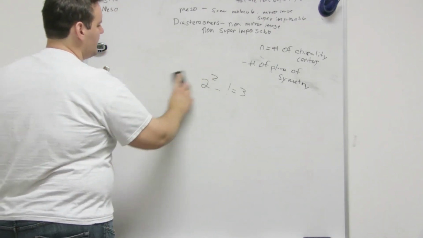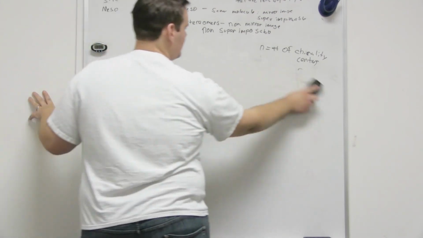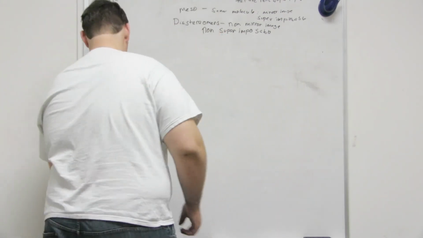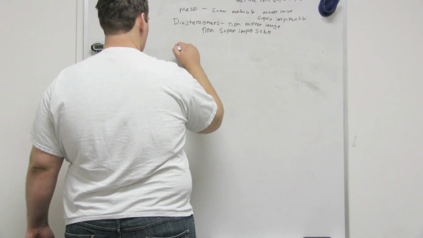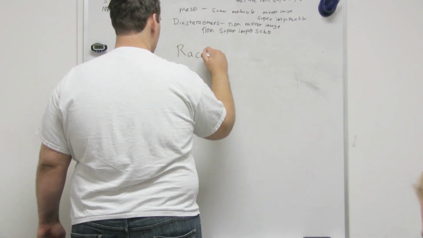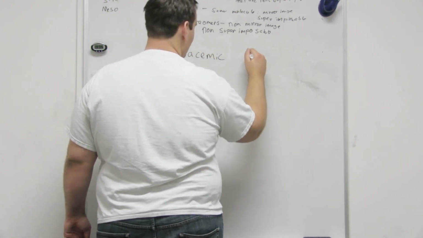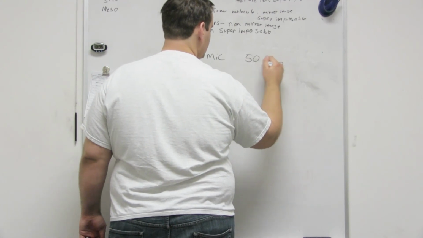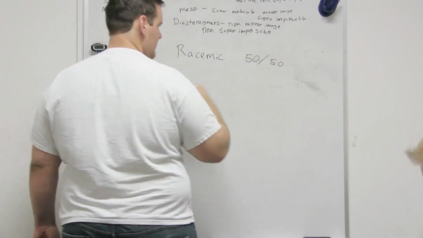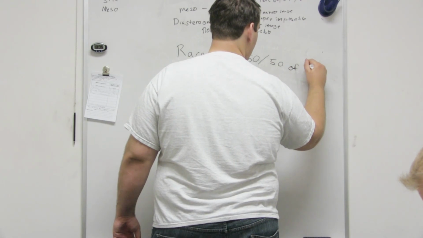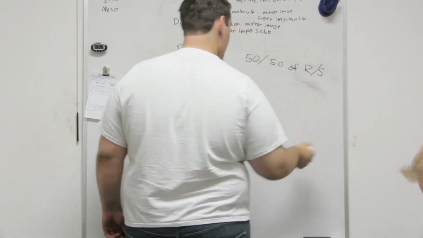What does the word racemic mean then? Racemic is the combination, a 50-50 mixture of S and R. So is it chiral or achiral? Well, the individual pieces are chiral, but their combination is achiral.